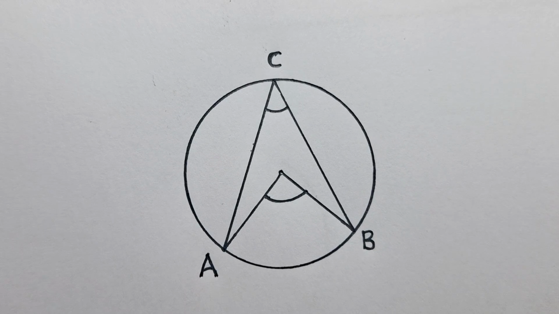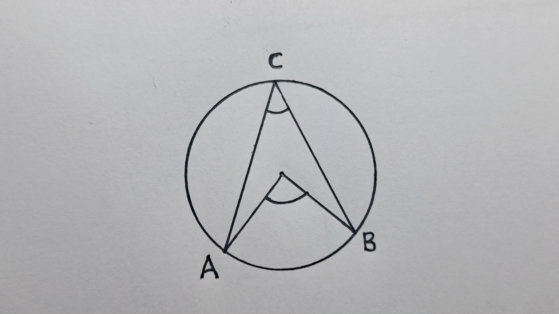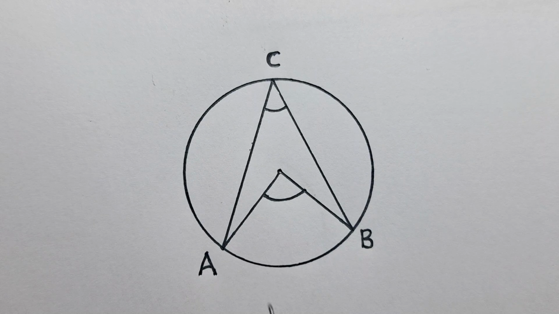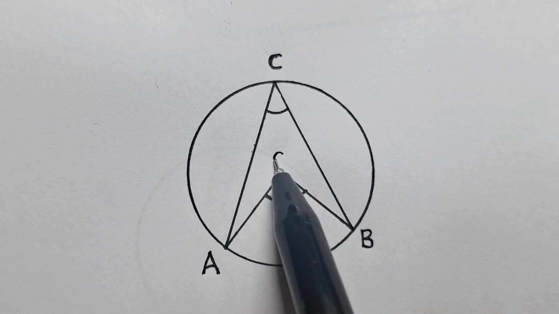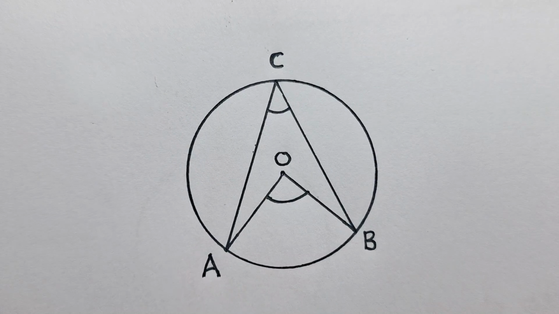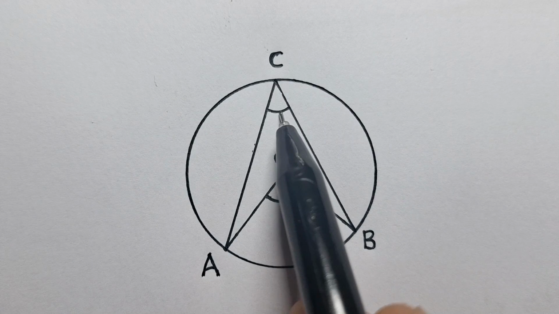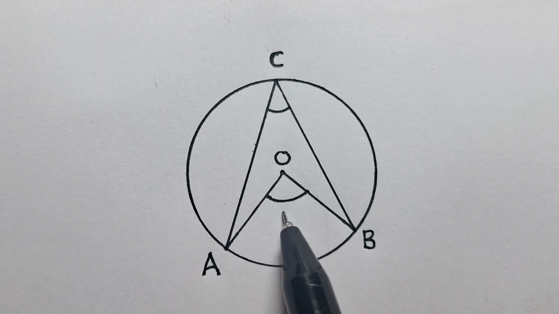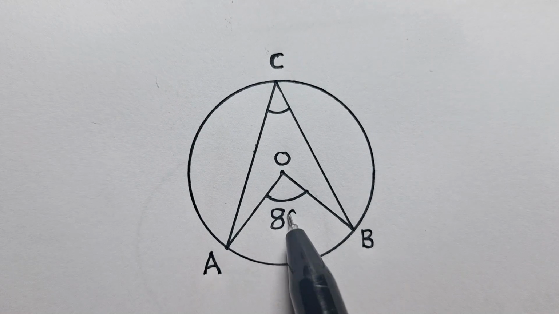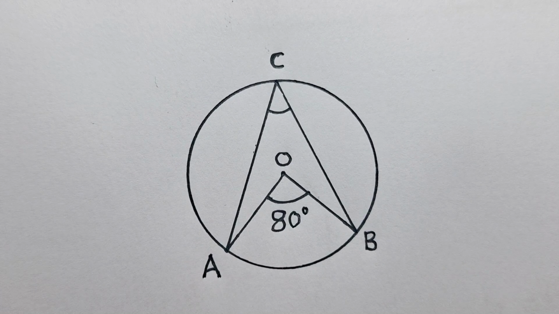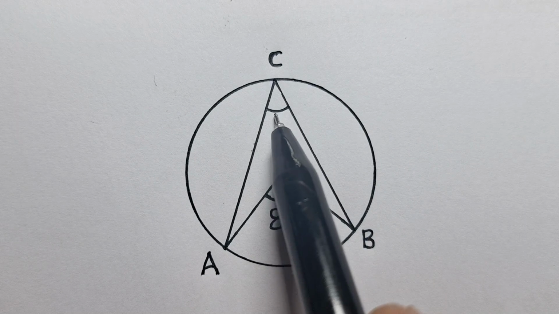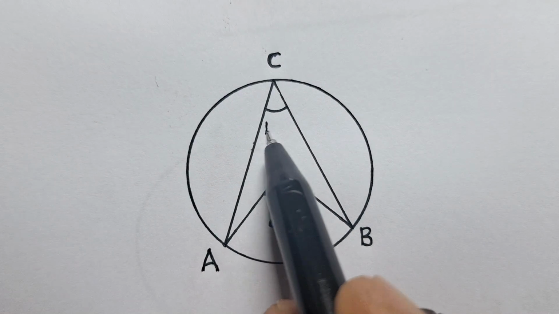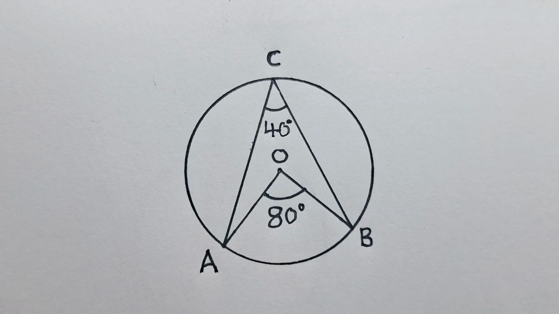So this is the first property under circle theorem. To be able to use it, you have to know that the angle here at the center, provided this is a center, is twice the angle at the circumference. So if this angle is 80 degrees, you have to know that the angle here is 40 degrees. That's what it means.